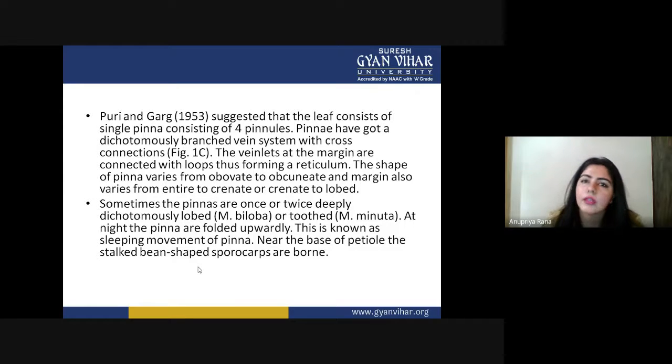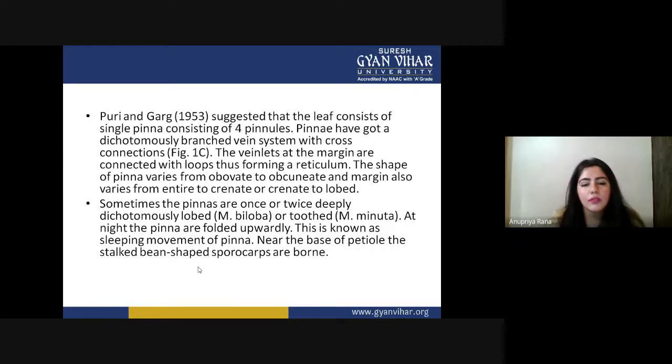Why are the cross connections and dichotomous branching obtained here? They are there to maintain the transport of the things which are required, because leaves are the ones that do the photosynthesis and make the food material. That has to be distributed throughout the plant, and for that purpose they have this cross-connected vein system.